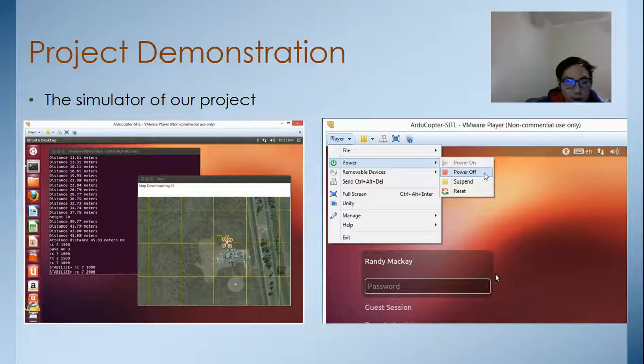And finally is the demonstration of our project right now. You can see these two pictures are a simulator of our project. We use a virtual machine on our Windows computer, and use Linux to simulate our project in this system. These are two pictures of the simulator.